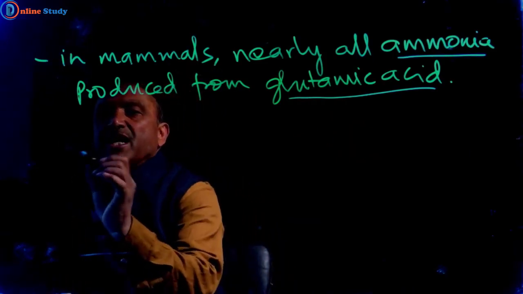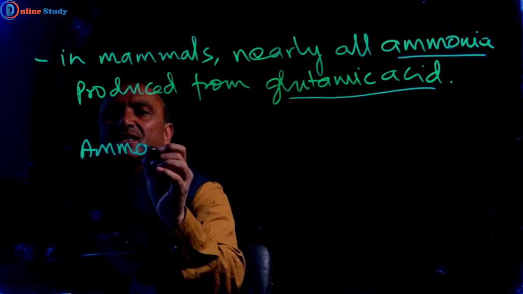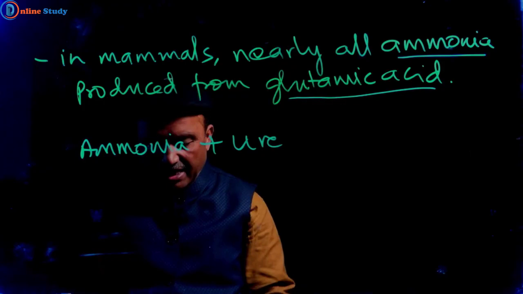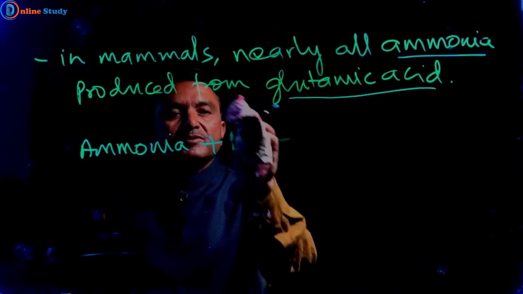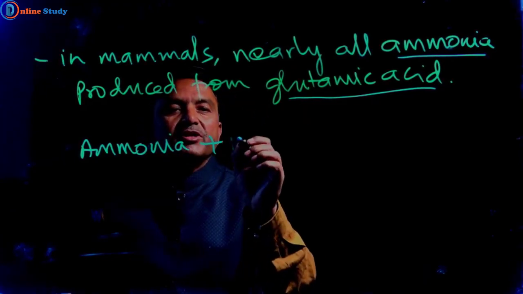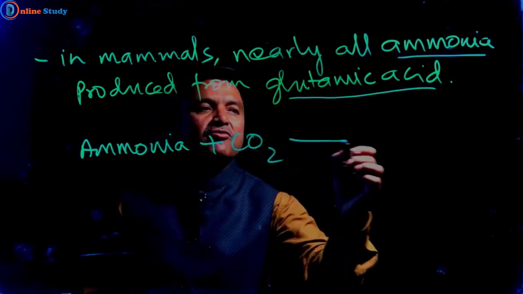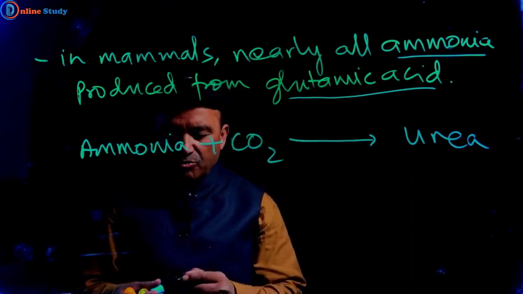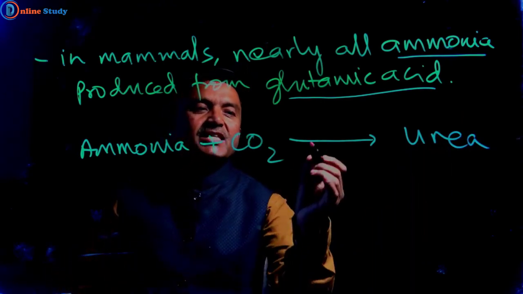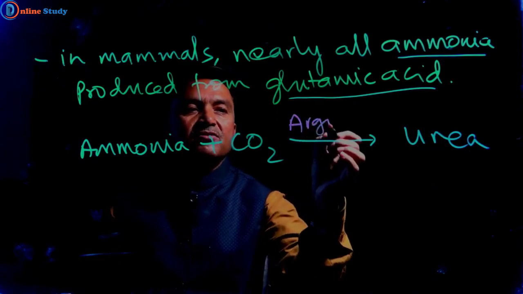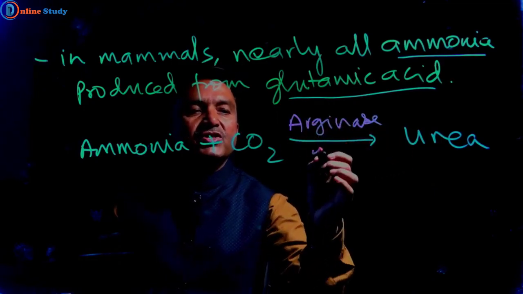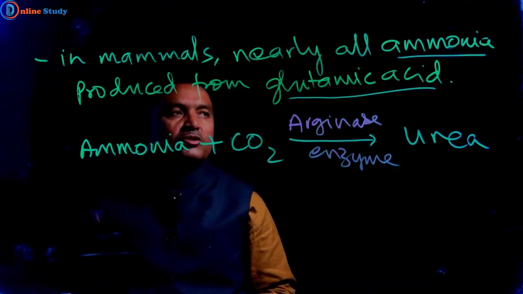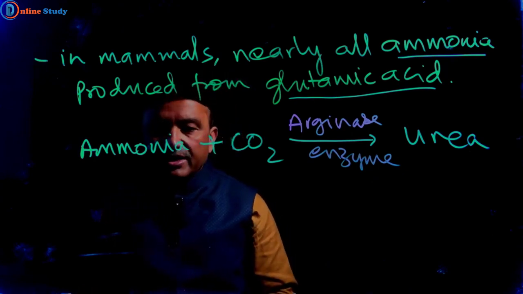Now ammonia is combined with CO2 and forms urea in presence of arginase enzyme. And this process is called urea cycle or ornithine cycle.